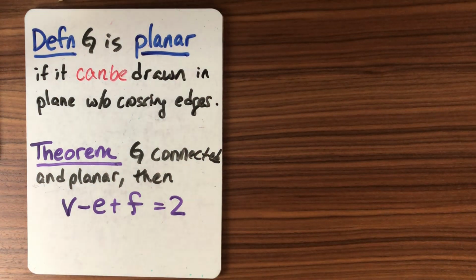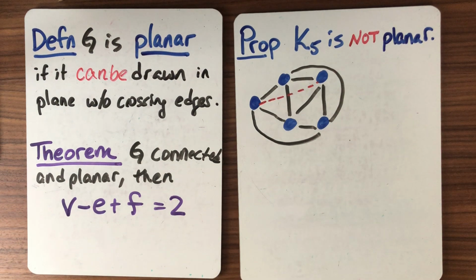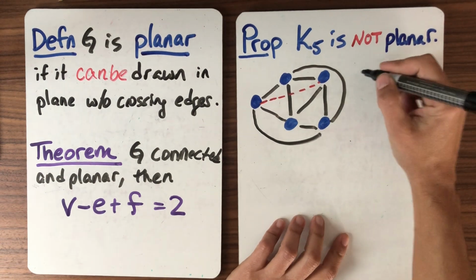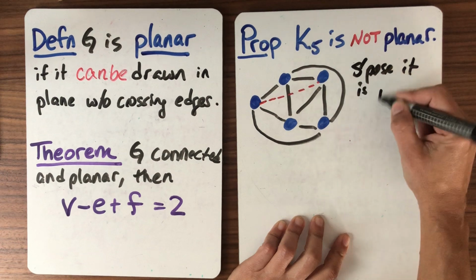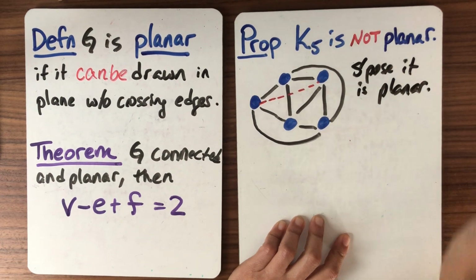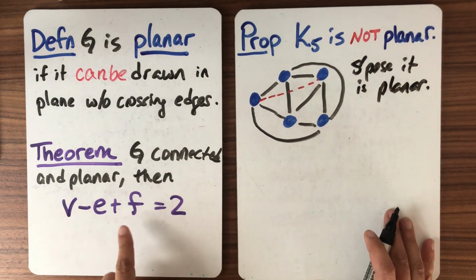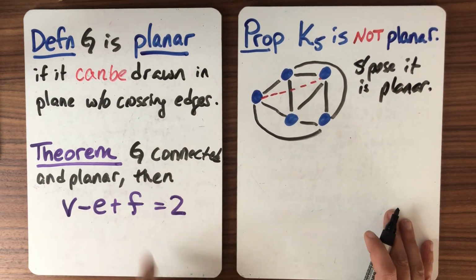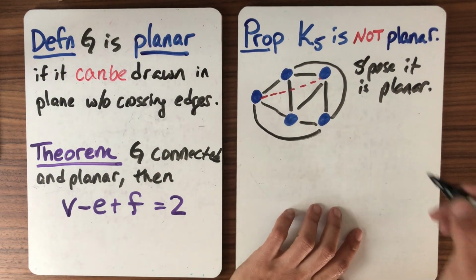So how is that? K5 is not planar. This is the statement. Let's see how to use Euler's theorem to prove this statement. What we need to do is pretend it is. So suppose it is planar. If it's planar, then we have a notion of faces. Remember that you have to have a planar graph to have a concept of faces. If we suppose it's planar, then it has to have some number of faces. Therein is going to lie our contradiction.